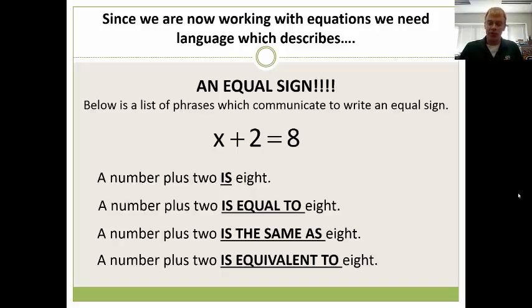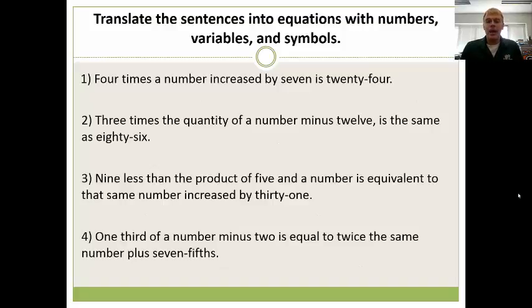So we've got all of those different options to use language for communicating that we want to be writing an equal sign. Well, when we take everything we had in Unit 1 and combine it with that, we're ready to go. So here are 4 phrases that are written in words that we want you to translate into numbers, variables, and symbols. So go ahead, pause the video, and give it your best shot now. Pause.